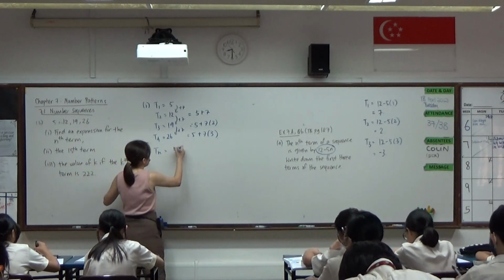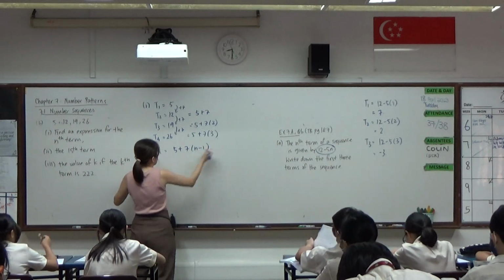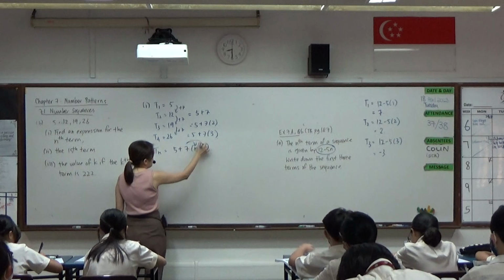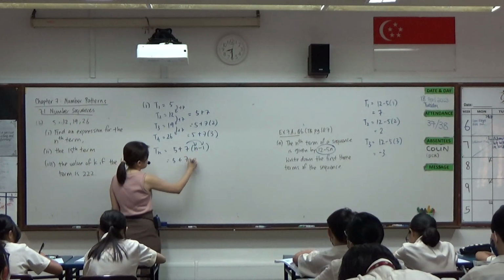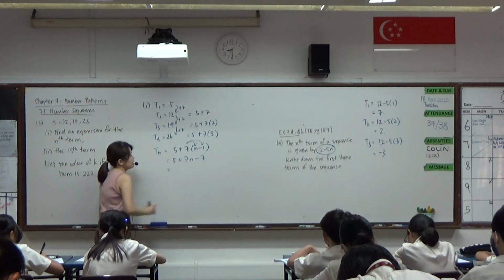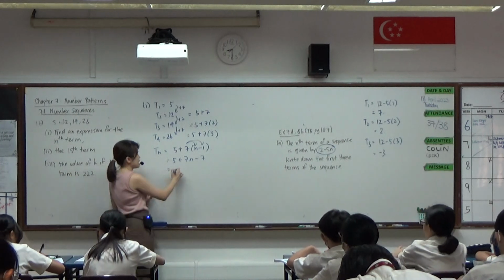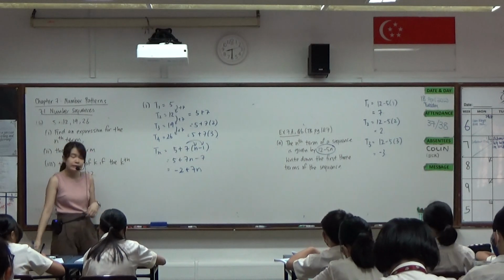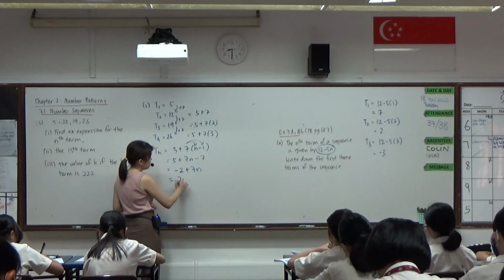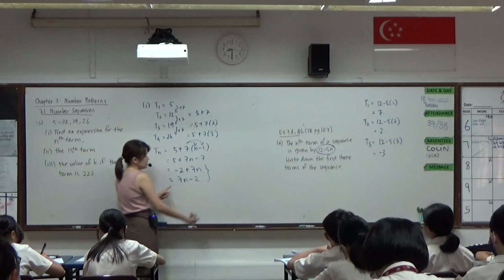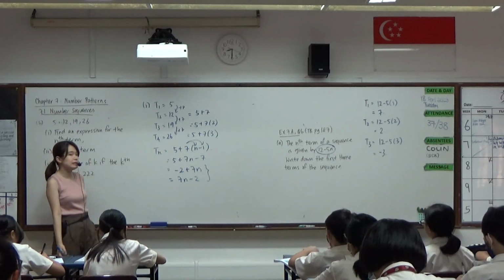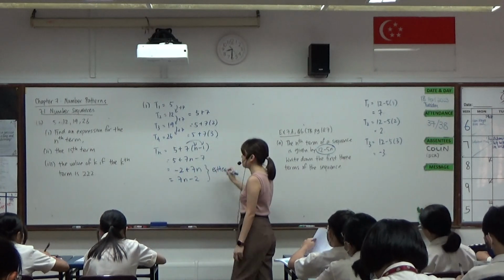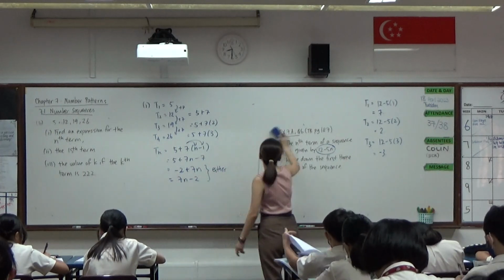Very good. 5 plus 7, bracket n minus 1, excellent. And then we have to expand it and simplify. Then we will get 5 plus 7n minus 7. So 5 minus 7 is negative 2. So we can write negative 2 plus 7n. Alternatively, you can write it as 7n minus 2. They mean the same thing. They are equivalent, they are equal to each other. So either one of these answers is perfectly fine.